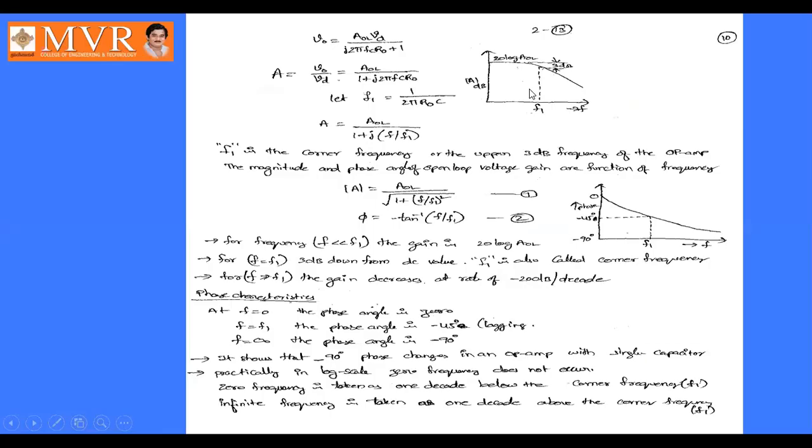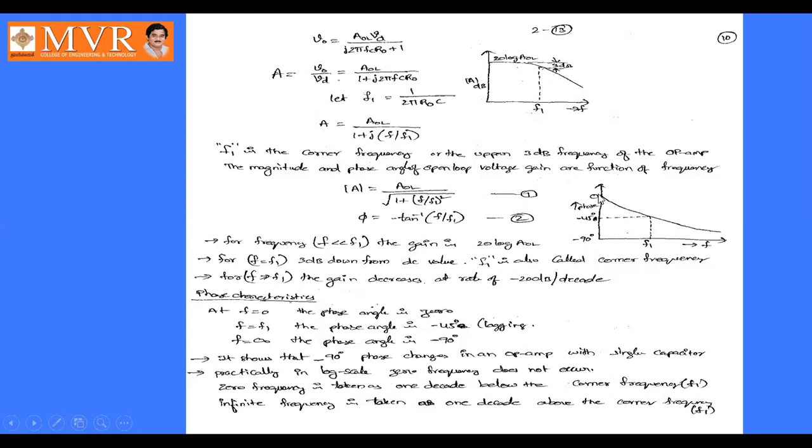Here you can see the frequency response. F1 is the corner frequency, and the gain is given by AOL divided by 1 plus j F by F1. So the magnitude will be given by AOL divided by root of 1 plus F by F1 whole square. If we consider the phase angle, here we can see this is the phase difference.